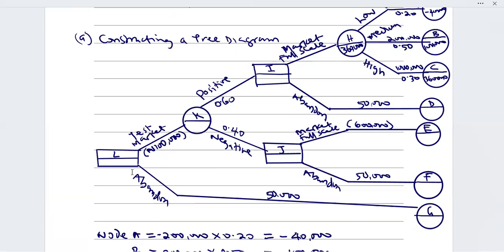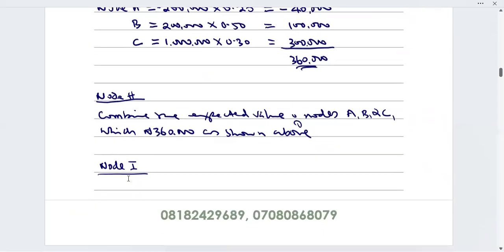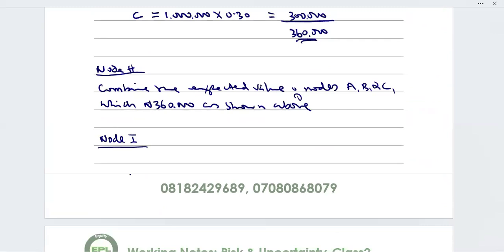So in that, there's a decision to be made in node I. The decision is between whether to market the products full scale or abandon it. If the company market the product full scale, the expected gain is 360,000 naira. But if the company abandon the products, the net gain is 50,000. That means the company should market full scale. 360 is more than that. So I would then say the choice.